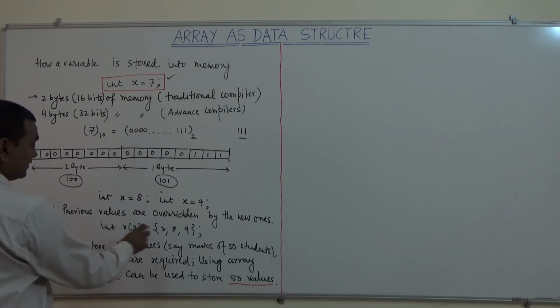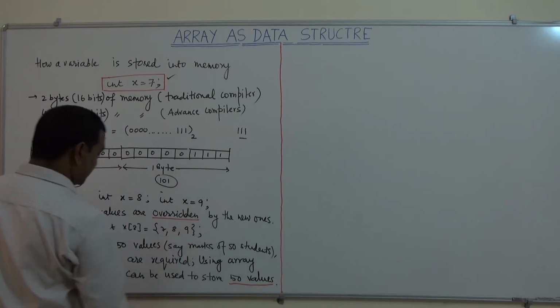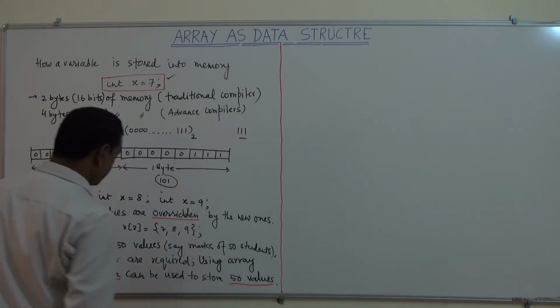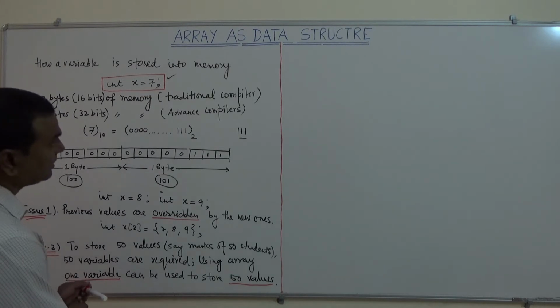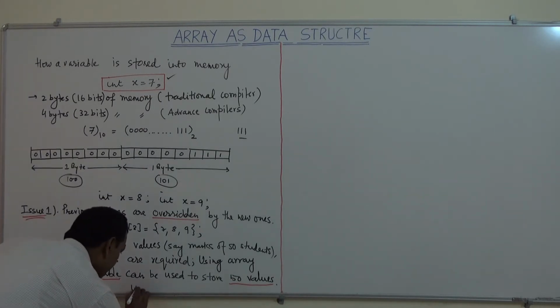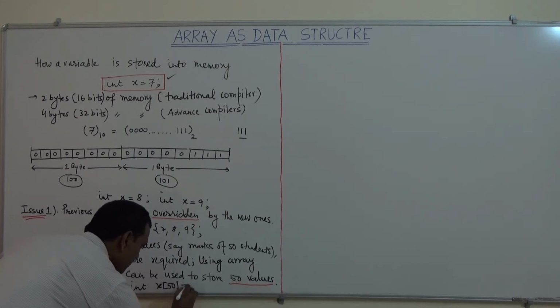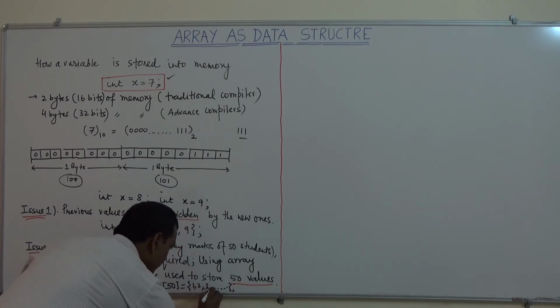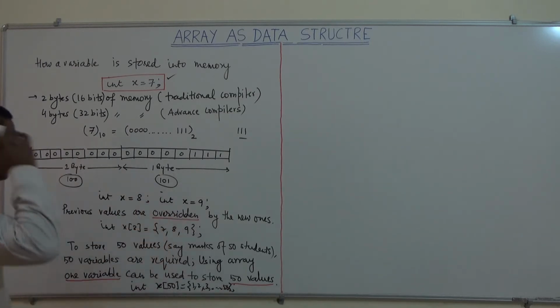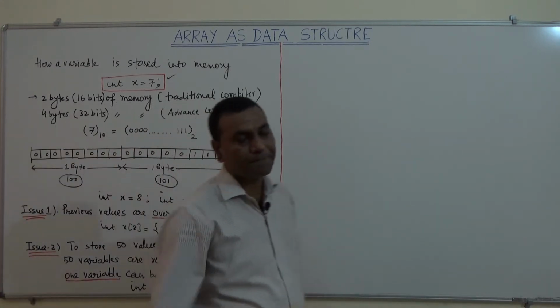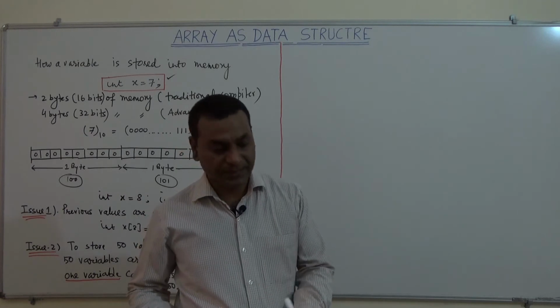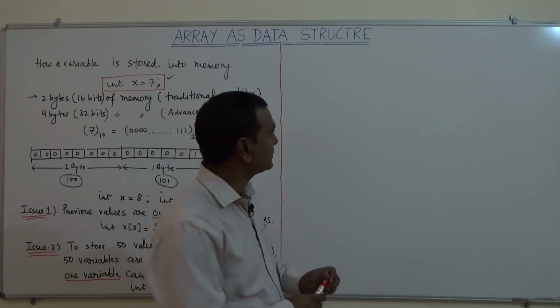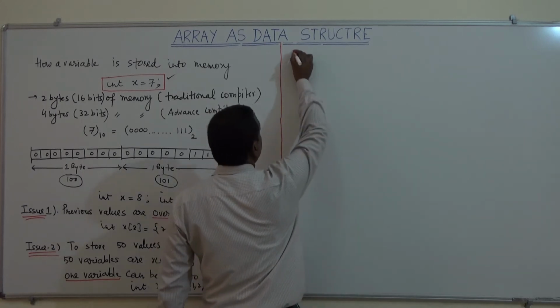This was the first reason, previous values are overridden, and this is the second reason. It can be like this. We can write int x[50] equals, like suppose 1, 2, 3 and so on up to 50. So we can write in this way. Now we will see how we can define the array. So we will see the definition.